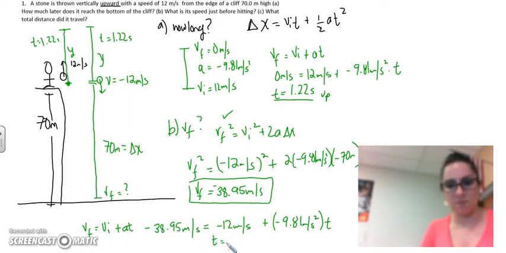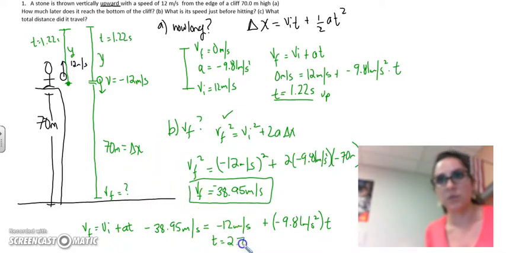So solving for time here, 38.95. So it's negative, so negative 38.95. I'm going to add the 12 over, divide by 9.81. I get T is 2.75 seconds. So that's the time it takes to go this distance right here.